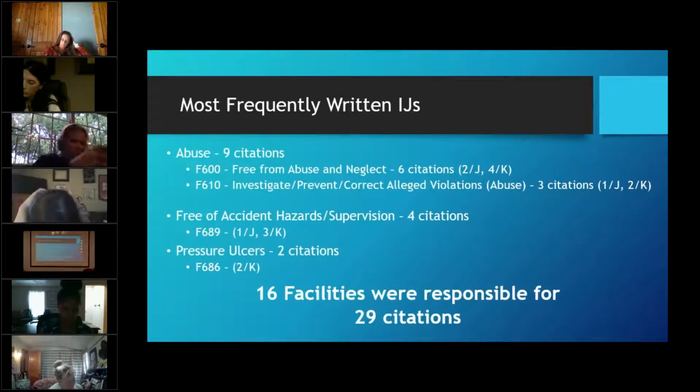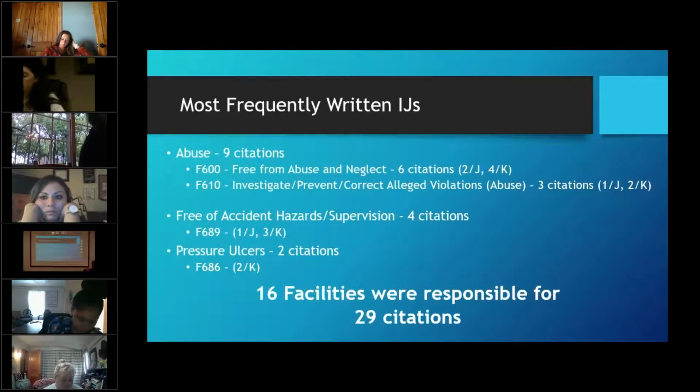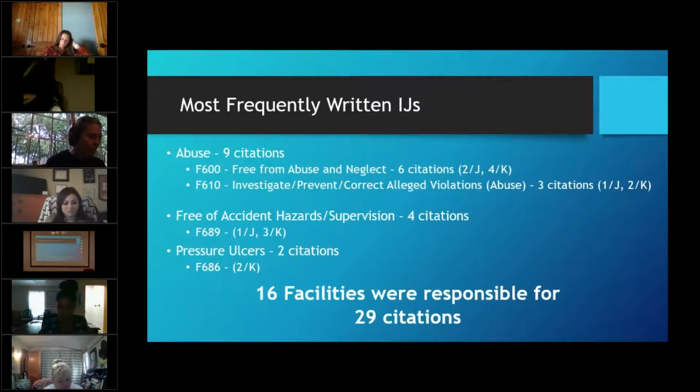Also, there are frequent tags written for immediate jeopardy for pressure ulcers. This time in 2018, there were 2 citations. Both were at K, which meant that there was a pattern. And that's tag F686. I have F880 stuck in my head. It's real hard to overcome because I say it every day.